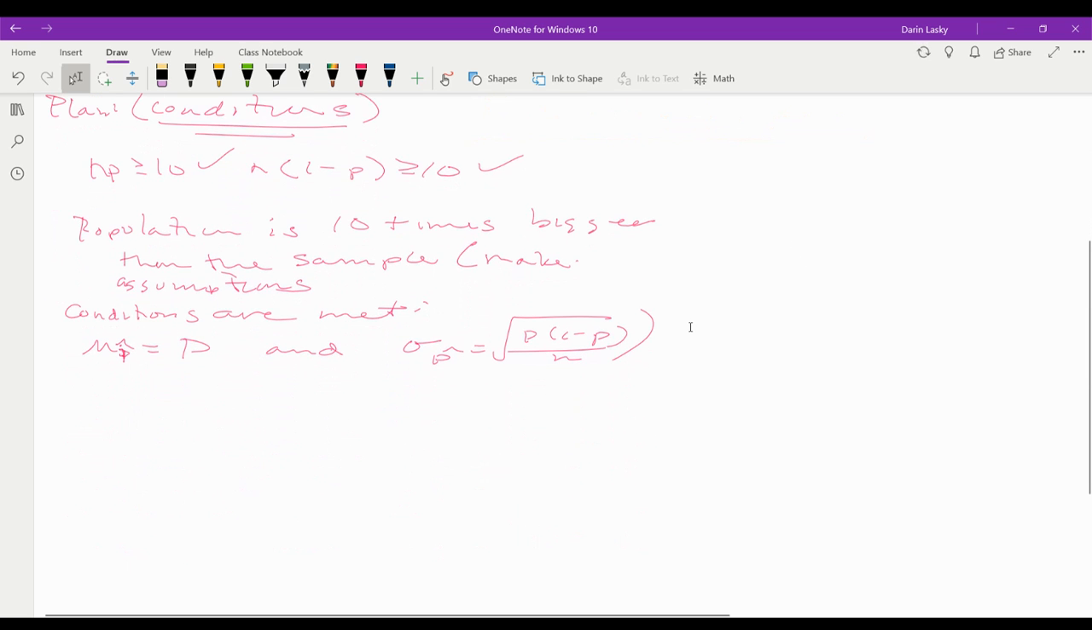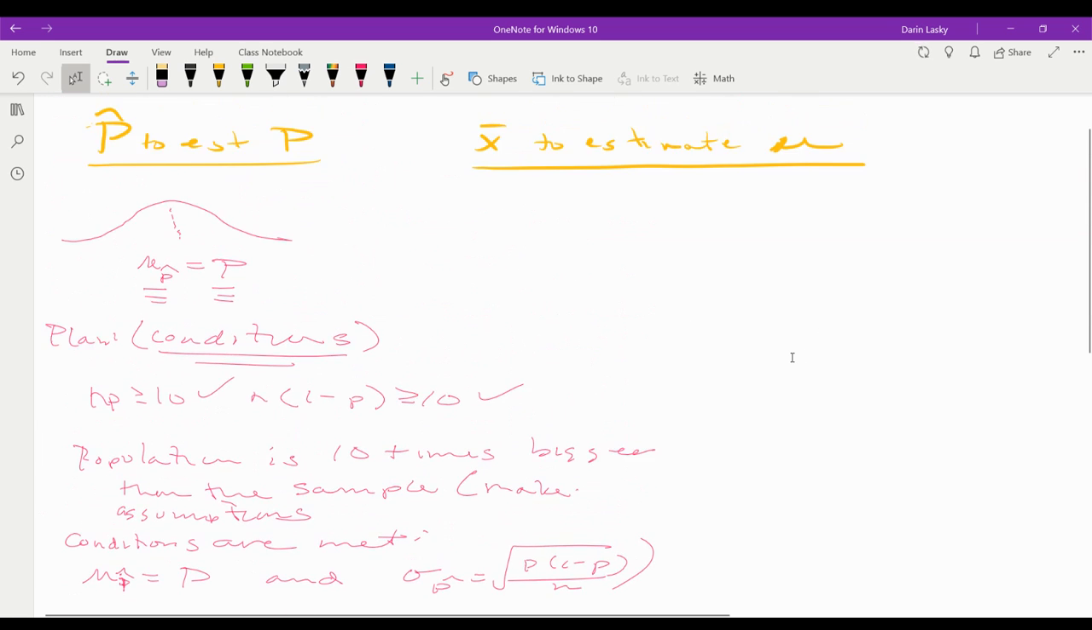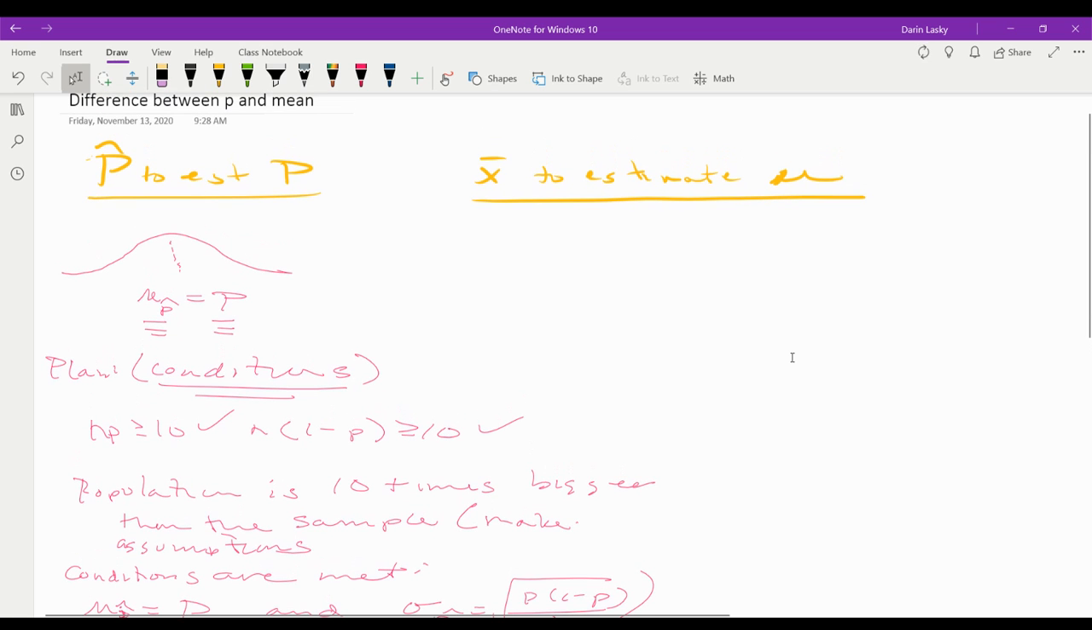So when the conditions are met like this, then we can go to the do part. And the do part, remember, is usually finding the area under a curve right now. So that's the p hat part. The x bar part, which is what we've got for Friday, let me erase this here and move it over just a little bit.